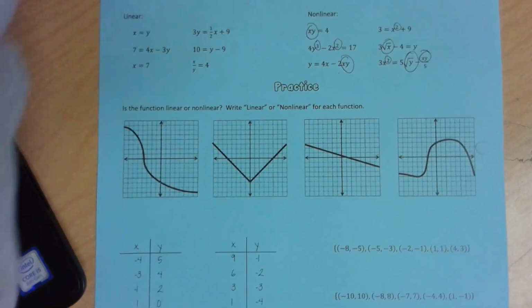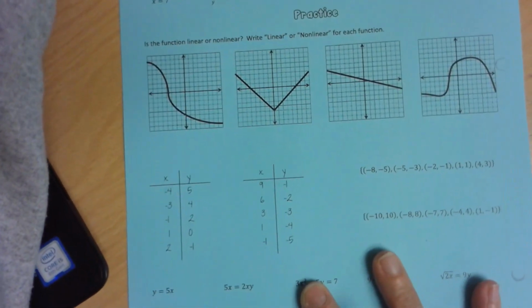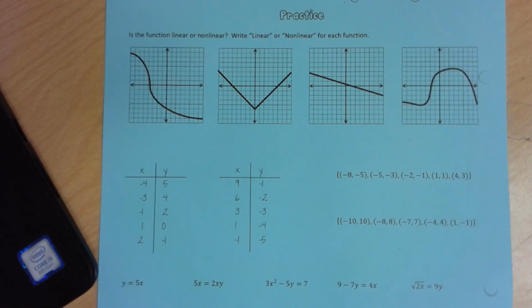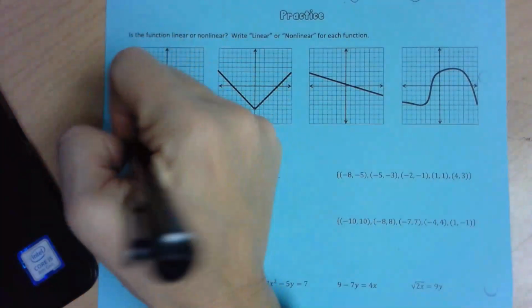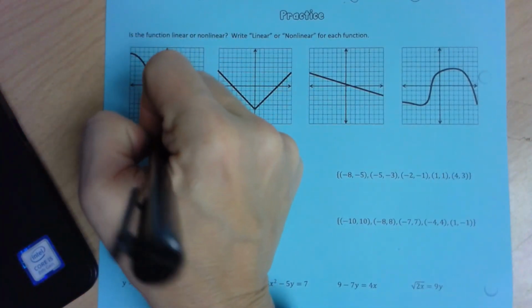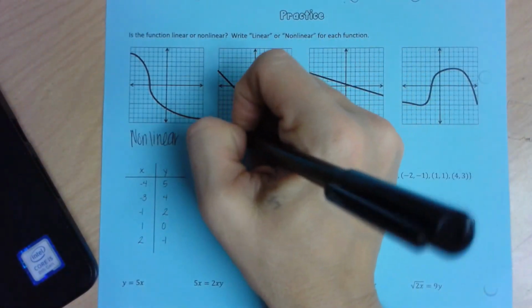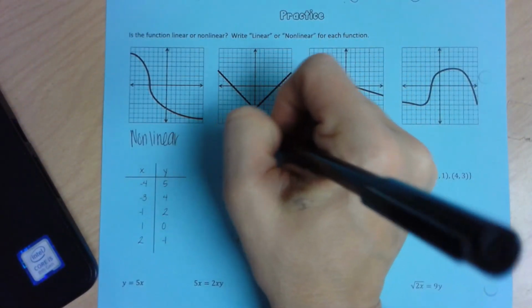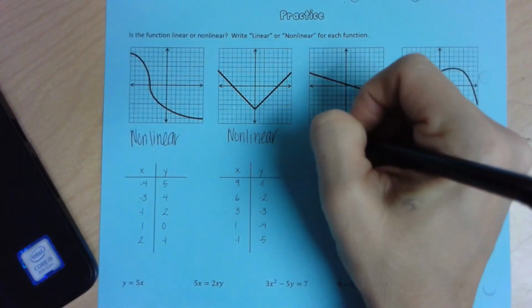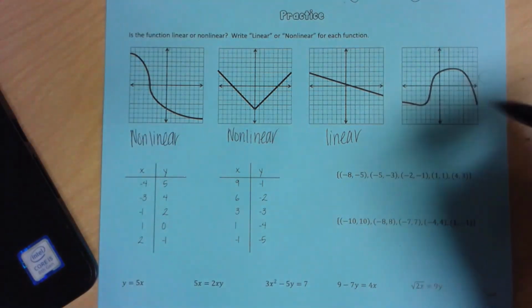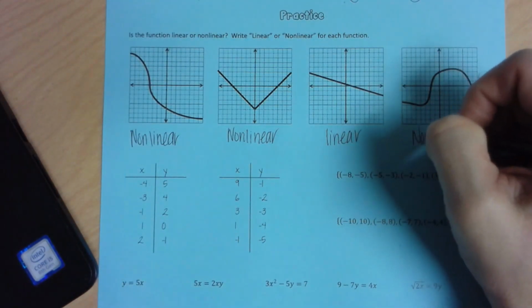Alright, and then let's look at these practice problems real quick. Okay, we're going to tell if it's linear or non-linear. Well, what did we say that a linear line is? A straight line. Is this a straight line? Nope, so that's non-linear. Is that a straight line? Nope, that's not a straight line, so that's non-linear. This is a straight line, so this is linear. And this is curvy, which is definitely non-linear.